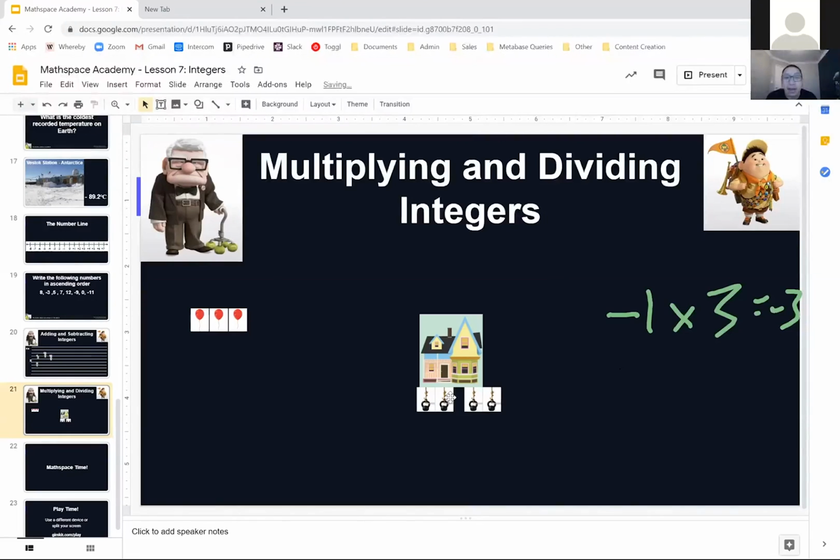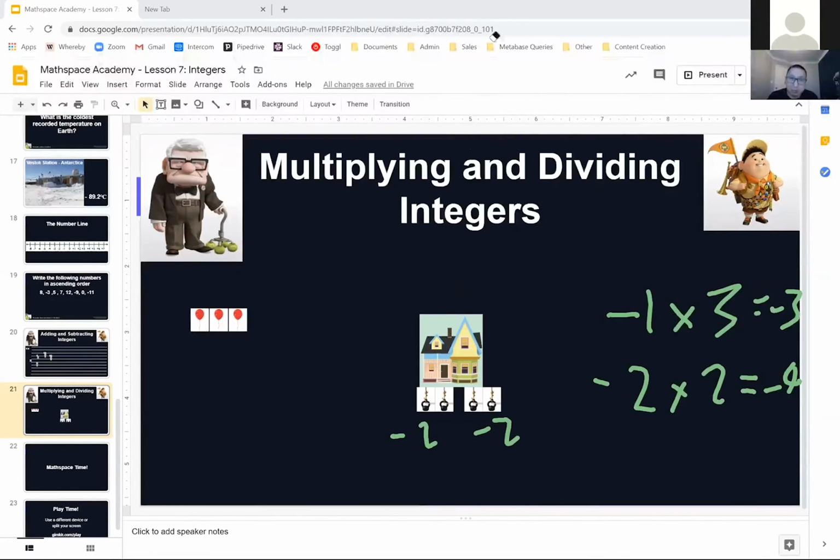I had lots of negative amounts, right? It's like in here, I've got negative 2, and I'm adding another negative 2. I've got 2 lots of that negative 2. Or I could just say negative 2 take 2 is negative 4. So when we're multiplying a negative amount by a positive, we end up with lots of negative amounts.